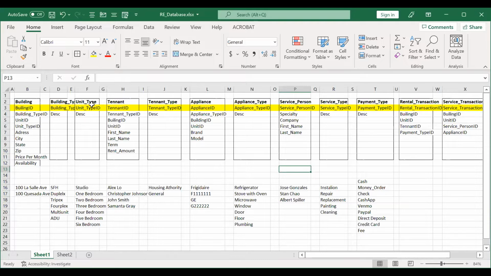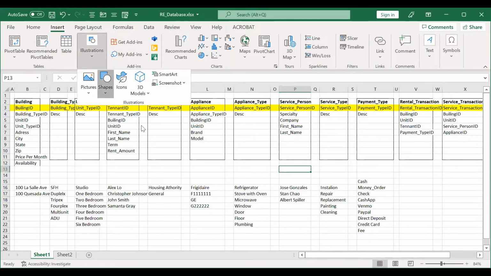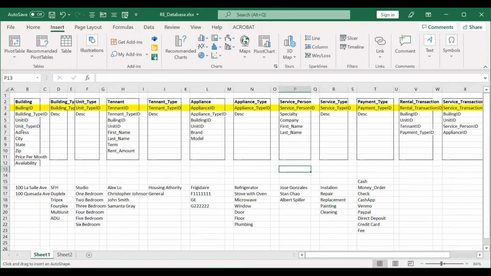Now, what do we need to do? We need to find how these tables are related. What do we need to do? Let's use Excel insert, and we're going to use a shape, which is just a line, and try to relate building to building type.